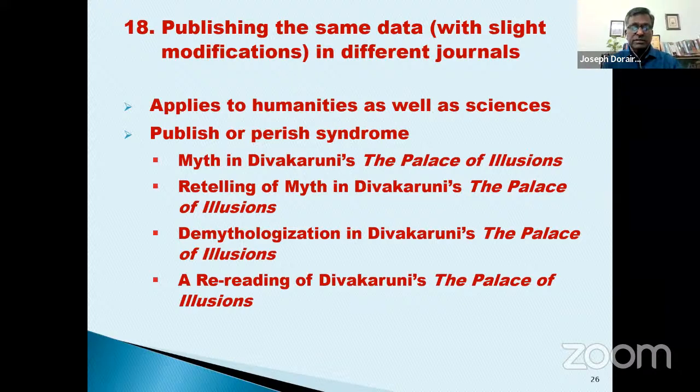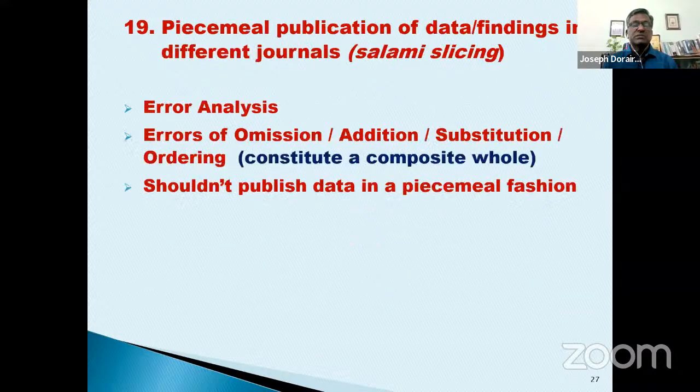So if you look at the first one and the second one, they look very different. But if you look into the article, the material is more or less the same, maybe 80 to 85% the same, with a little bit of change in the introduction and in the conclusion, and of course the title is changed. So therefore, the 18th unacceptable research practice is publishing the same material with some slight alterations and modifications in different journals.